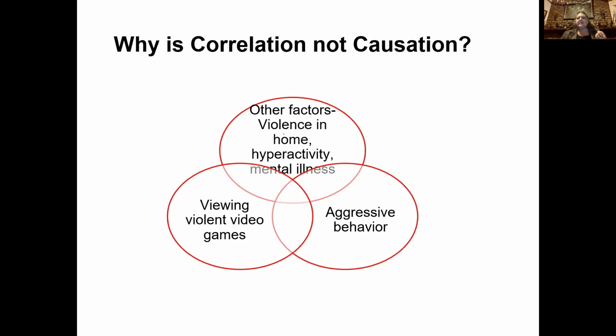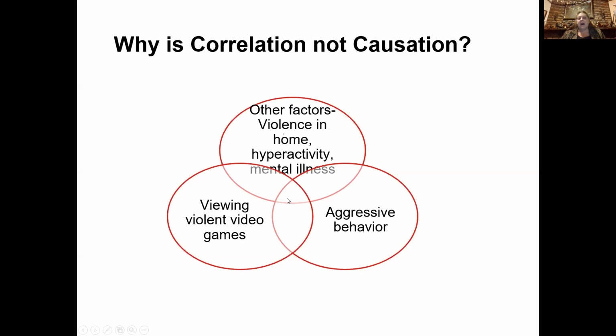Correlational research is not experimentally conducted. So we are just saying that there is a relationship, but we have not conducted experimental research on this. I mean, there has been research, but in our example here, we haven't. Other factors, for example, violence in the home, hyperactivity, mental illness. There could be a lot of other factors contributing to the violent video game viewing and to the aggressive behavior. So it is not a cut and dry cause and effect relationship.